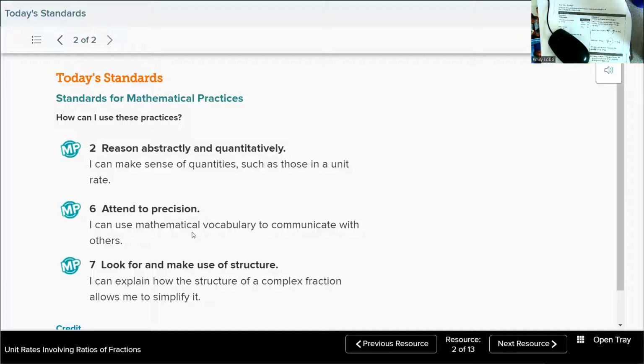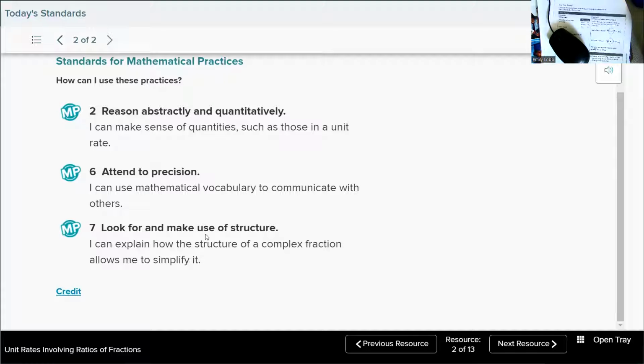So we have to be able to reason abstractly and quantitatively, right? I can make sense of quantities such as those in a unit rate. We have to attend to precision. I can use mathematical vocabulary to communicate with others. And we have to look for and make use of structure. So I can explain how the structure of a complex fraction allows me to simplify it. What do we know about the fraction bar? What does it mean? It shows an operation. What operation does it show? Divided by, division, right? That fraction bar means divided by.